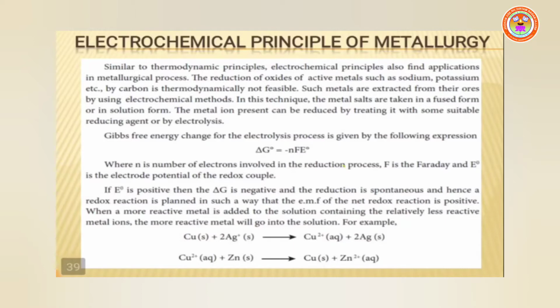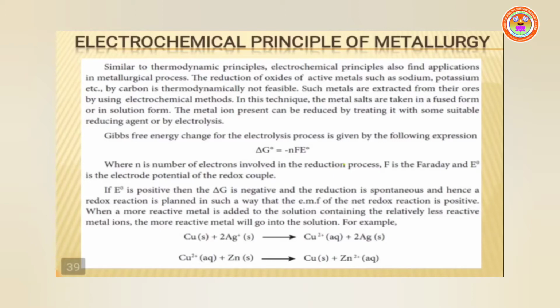Delta G naught is the standard Gibbs free energy change. Then n is the number of moles of electrons involved in the reduction process. F is the Faraday, the unit of electric charge. The quantity of electricity transferred in electrolysis per equivalent weight of an element or ion is equal to about 96,500 coulombs and is called a Faraday. Understand, children? Faraday is the unit of electric charge.